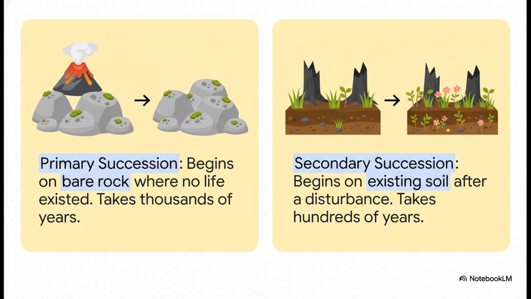Then you have secondary succession. This is what happens after, say, a fire. The old community is gone, but, and this is the key, the soil is still there. Because you have that foundation, things can grow back way, way faster, maybe in just a few hundred years. So if you remember one thing, remember this. It's all about the soil.